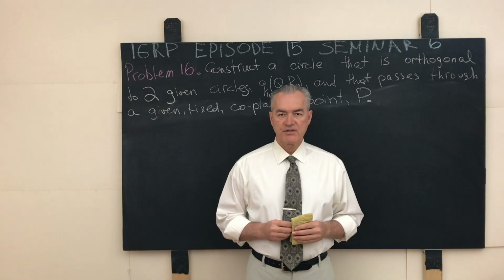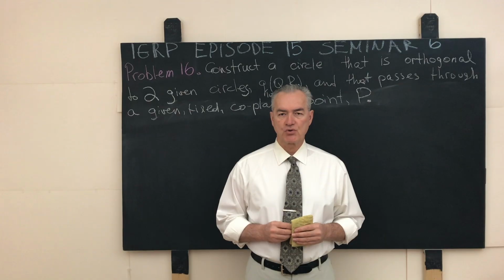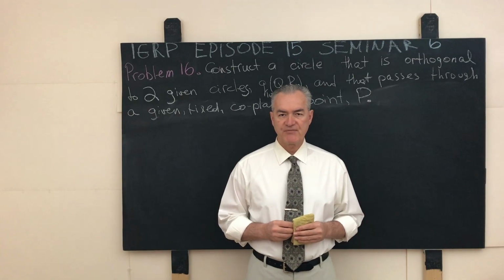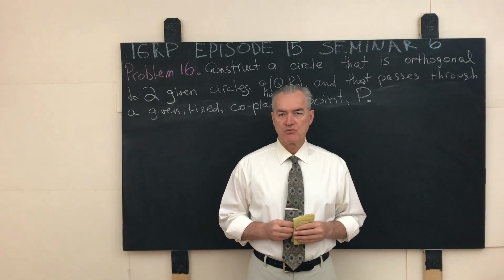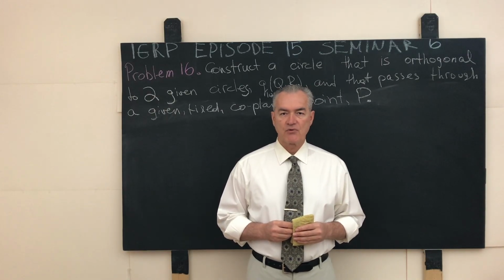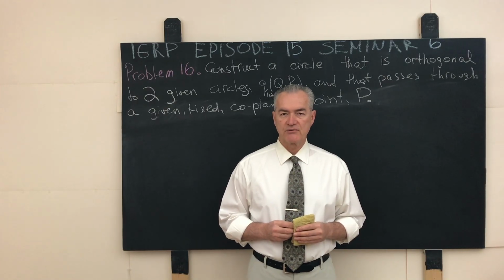Welcome to an elementary synthetic geometry-based introduction to inversion of the real plane with respect to a circle course, episode 15, seminar 6, in which we will solve our next problem, number 16, the objective of which is to construct a circle that is orthogonal to two given fixed coplanar circles and that passes through a given fixed coplanar point.